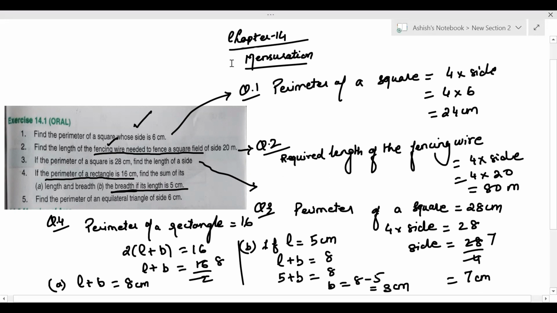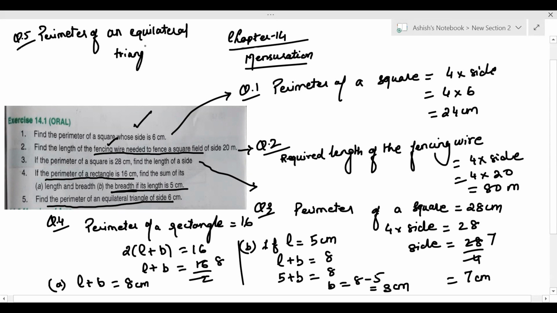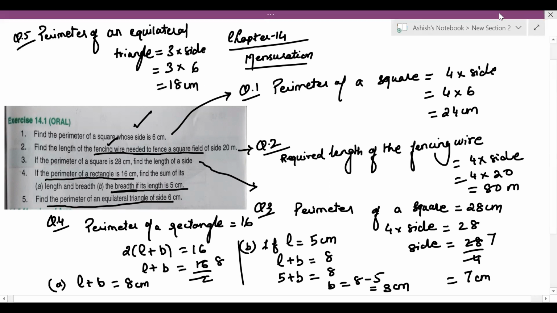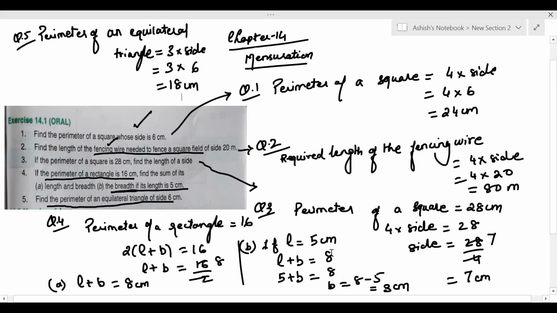Now let us deal with the last question, question number 5. It is saying you need to find the perimeter of an equilateral triangle. So we know that the perimeter of an equilateral triangle is equal to 3 into side, as all the 3 sides are equal. So 3 into 6, that is 18 centimeter, will be the perimeter of that equilateral triangle.